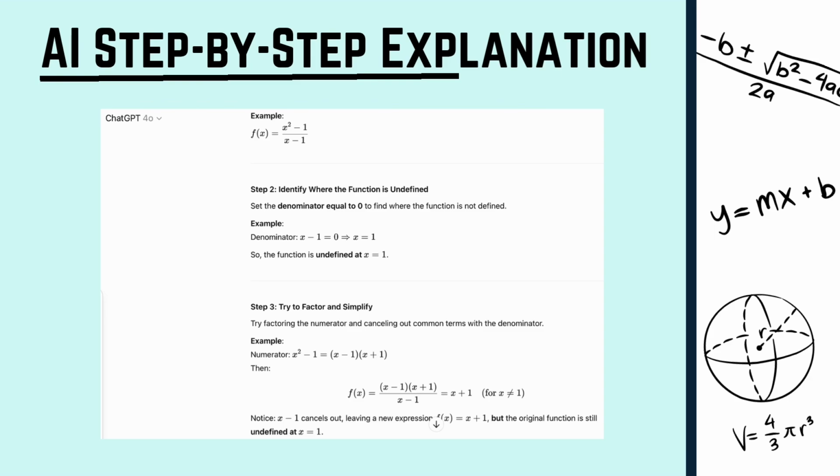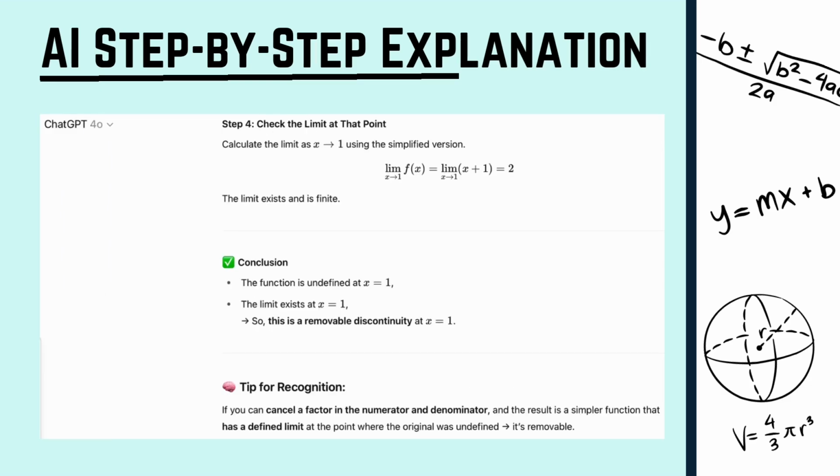ChatGPT outlined the steps to identify a removable discontinuity. First, find where the function is undefined by setting the denominator equal to 0. Then, factor and simplify the expression. And last, if the limit exists at that undefined point, but the function itself is not defined or has a different value, then this discontinuity is removable. This step-by-step logic gave us a much better understanding of how to approach the topic.